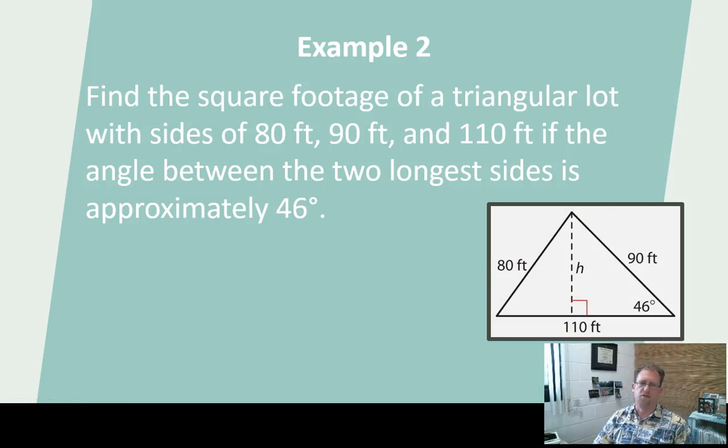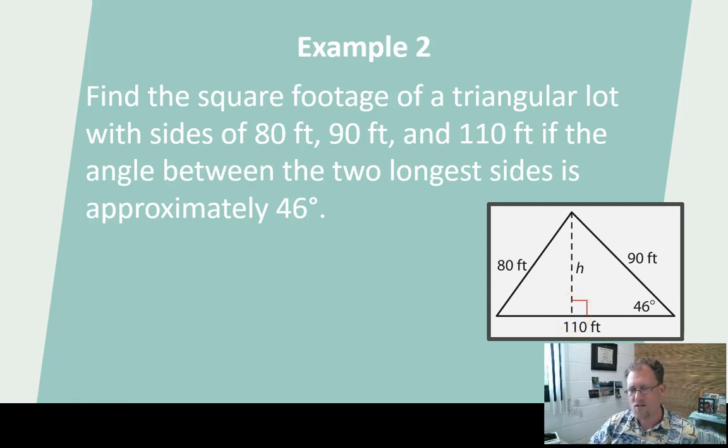Find the square footage of a triangular lot with sides of 80 feet, 90 feet, and 110 feet, if the angle between the two longest sides is approximately 46 degrees. 110, 90, 46 degrees. I don't care what h is. It will find itself in the course of this equation.